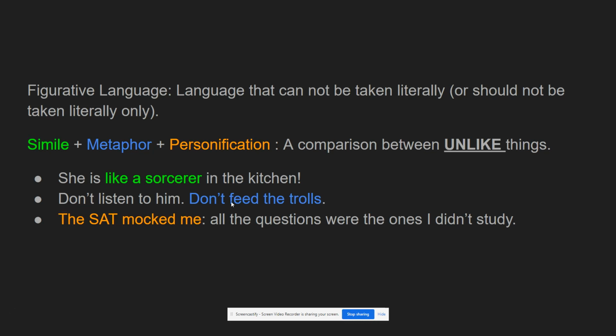Here's another one. This is a metaphor. Don't feed the trolls. Here we compare a person to a troll. A person is not a troll. It is an unlike thing, but we mean that they are like a troll because they are unpleasant. Next up, we've got: the SAT mocked me. This is personification. The SAT is not a person, so giving it the characteristics of a person, like using the word mocked, is an example of figurative language, of personification. We're giving it human characteristics.